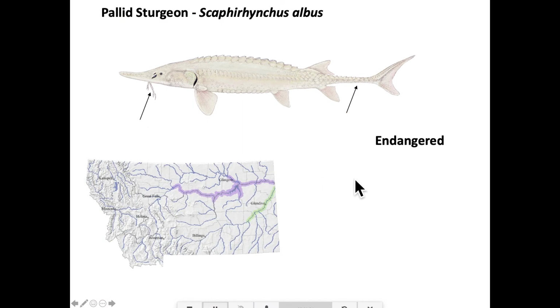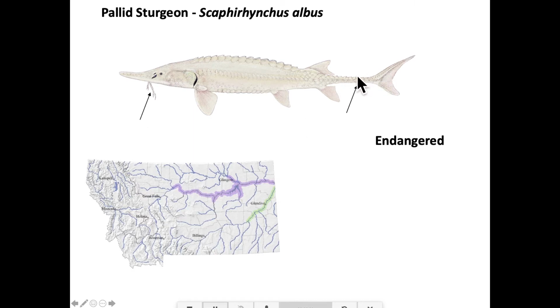Pallid sturgeon are also an endangered species. We have that specimen here, 3.9 pounds. They are native and on the ESA list. They are in the lower Missouri River and the lower Yellowstone River drainages. They are now pretty rare in that range.